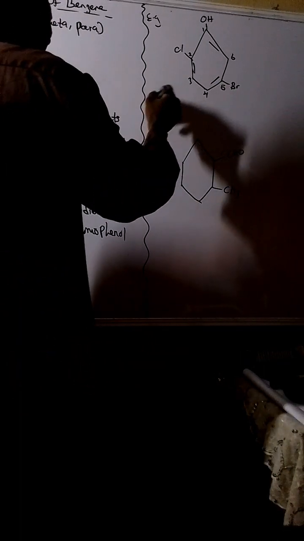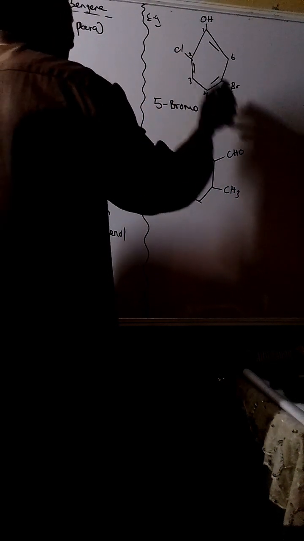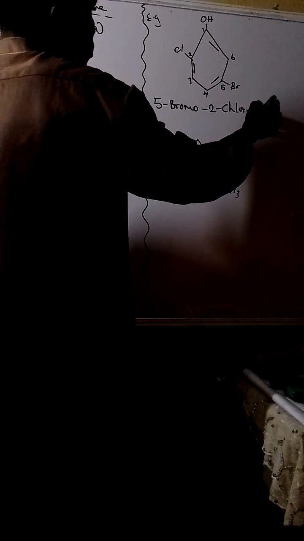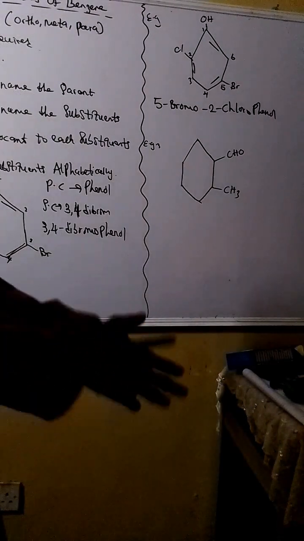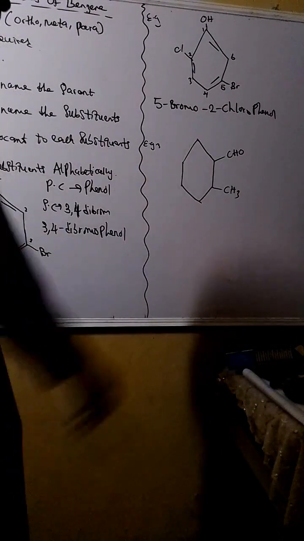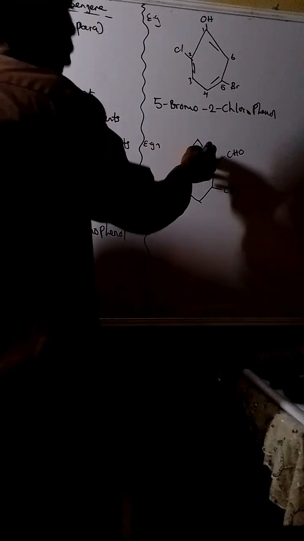Now you have 5-bromo and 2-chloro, then what? Phenol. Are we there? So this can now be written normally without drawing the skeletal structure. So this also still stays the same name. Are you getting it? So this is a benzyl, this is an aldehyde. So literally we set it to the benzene, you have the benzaldehyde.